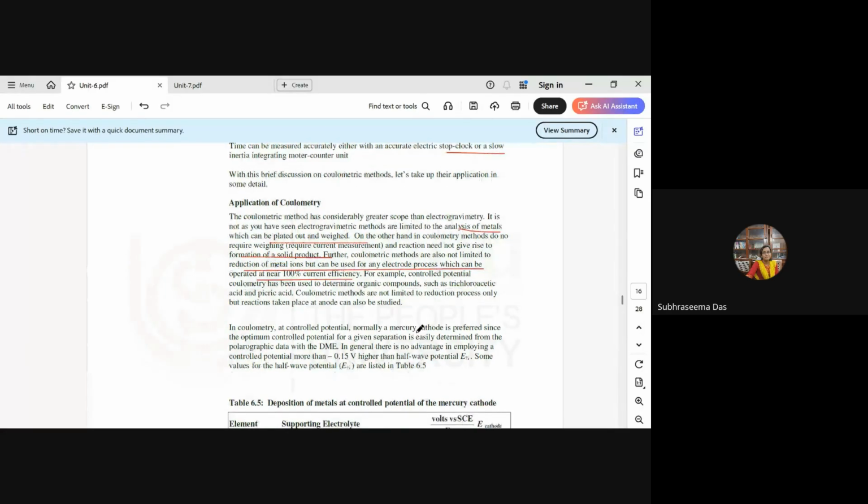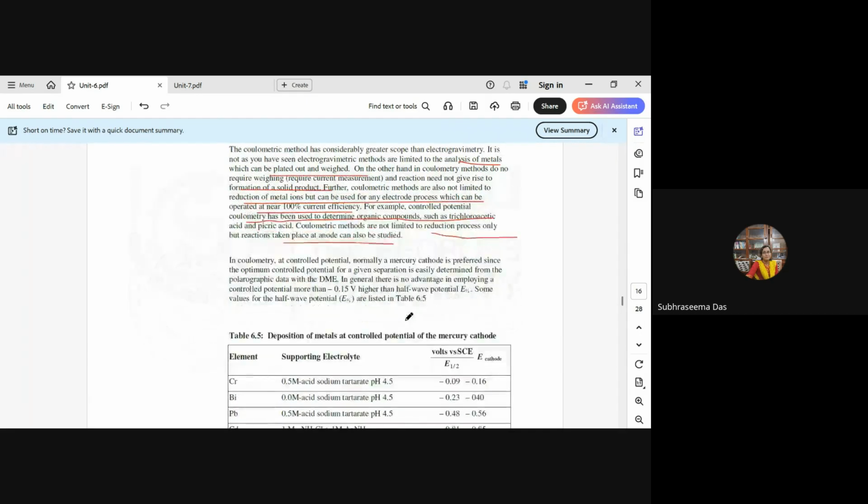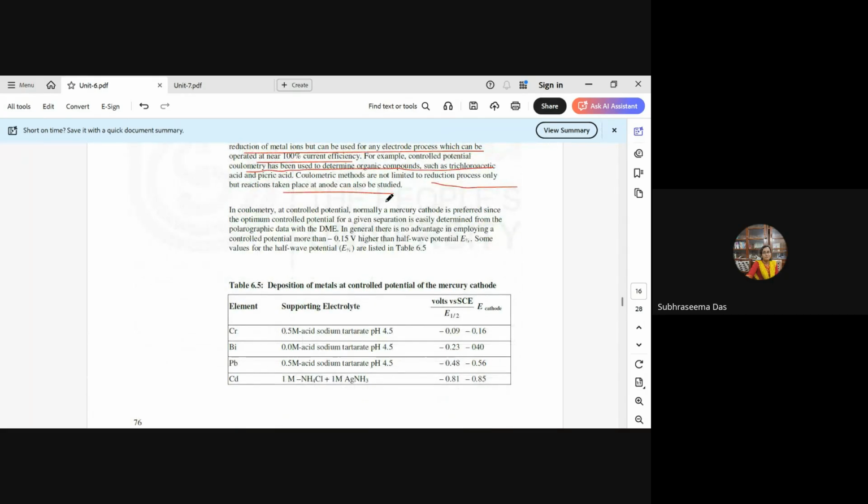For example, controlled potential coulometry has been used to determine organic compounds such as trichloroacetic acid and picric acid. Coulometric methods are not limited to reduction processes; reactions taking place at the anode can also be studied by coulometric processes. In coulometry, at constant potential, normally a mercury cathode is preferred since the optimum control potential for a given separation is easily determined from the polarographic data with the DME, that is the dropping mercury electrode.